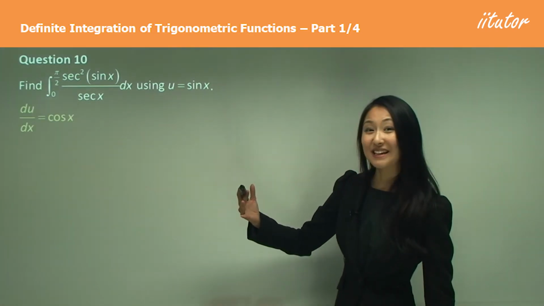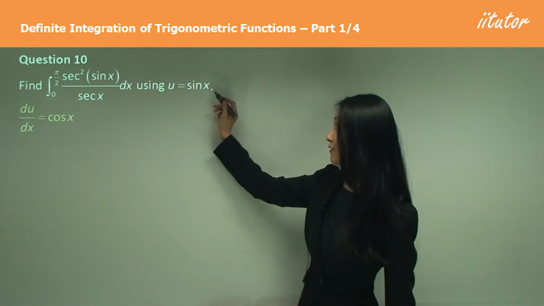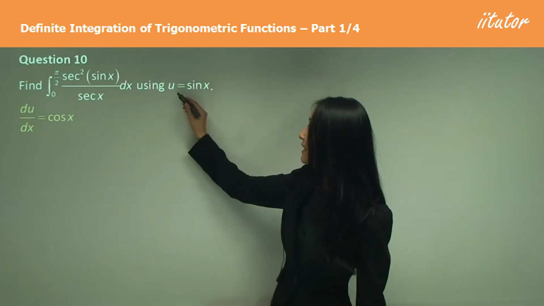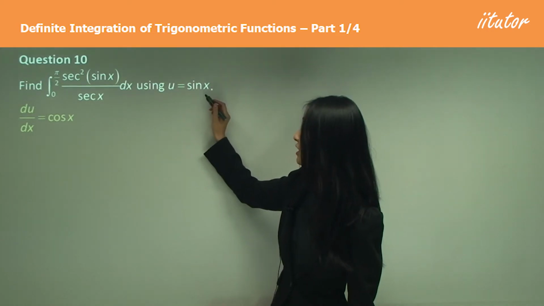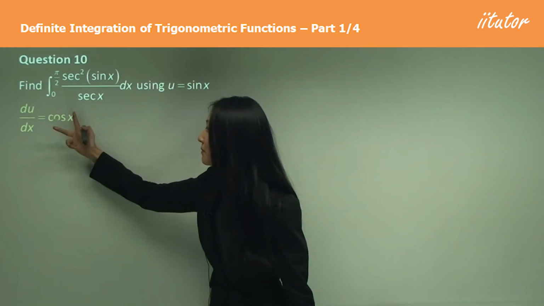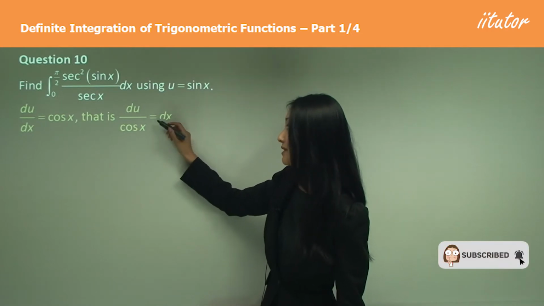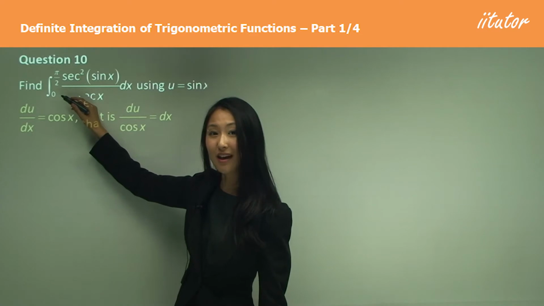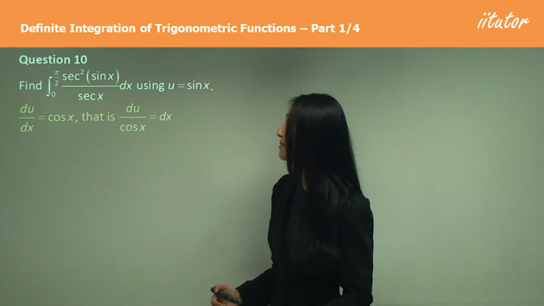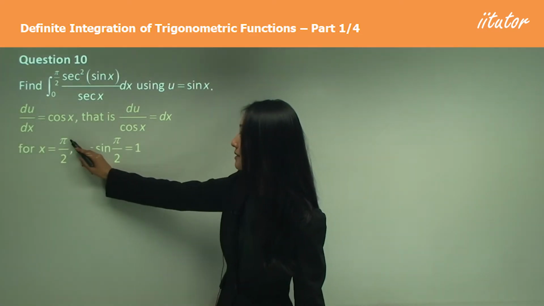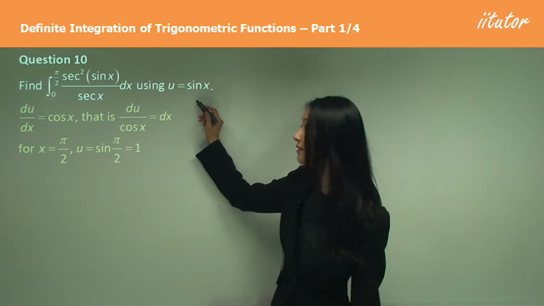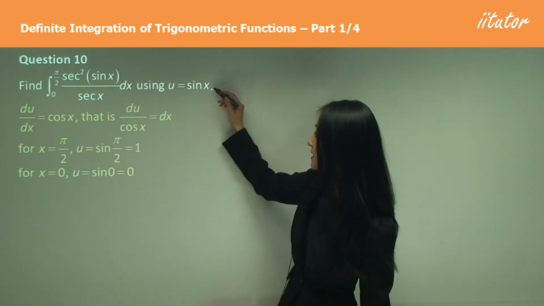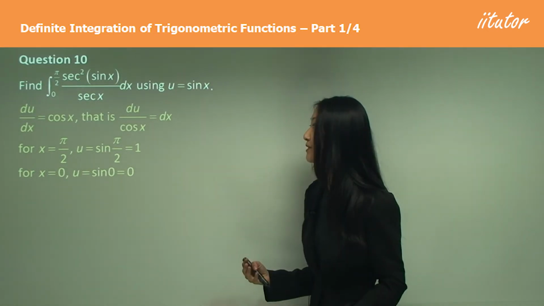So, as we always do, the first thing we want to do is differentiate this because it's quite easy to differentiate. We don't need to rearrange anything. So du on dx, differentiation of sine x is cos x. Flip the two. So dx equals du on cos x. And now, because it's a definite integral, we always have to change the limits. So for x is pi on 2, substitute it in, sine of that just equals 1. And when it's 0, sine of 0 just equals 0. So now I have my new limits.